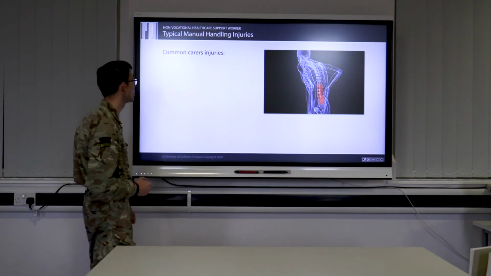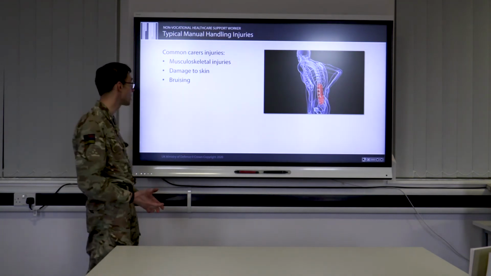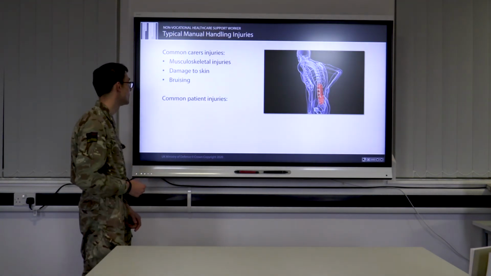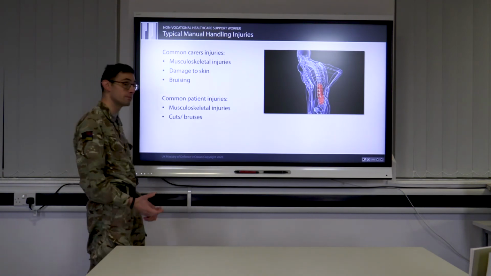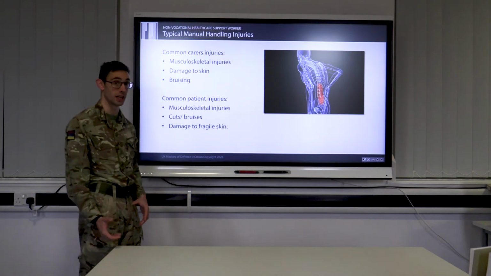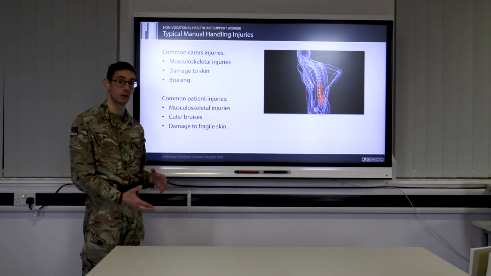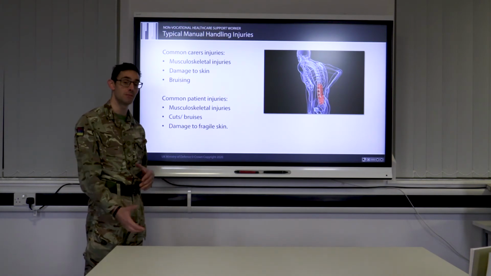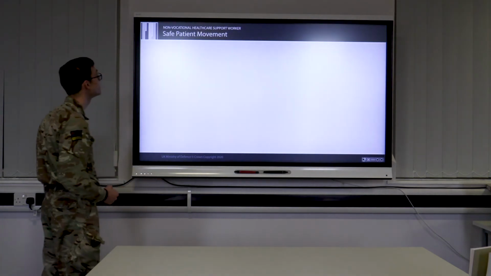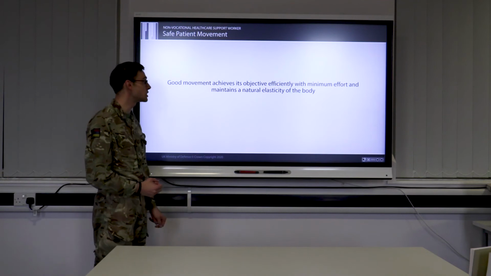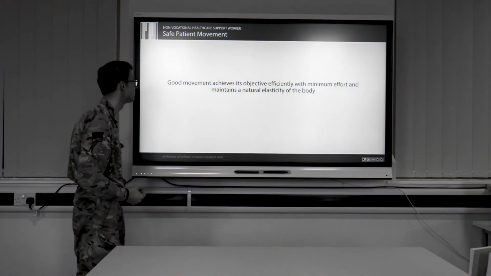Some typical common carers' injuries: musculoskeletal injuries and damage to skin, so cuts and bruising. Common patient injuries, again, are musculoskeletal, cuts and bruises, and damage to fragile skin. Bear in mind these patients are ill, they're in hospital for a reason, their immune system is going to be compromised and the skin may start to break down. So any movement that you're doing with these patients is likely to injure them further. Good movement achieves its objective efficiently with minimum effort and maintains the natural elasticity of the body.